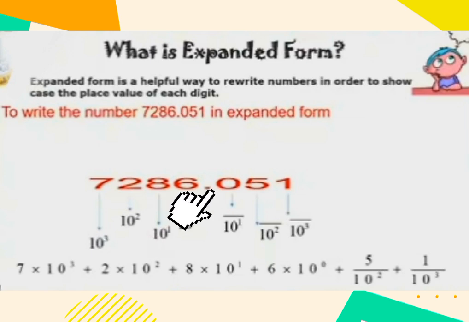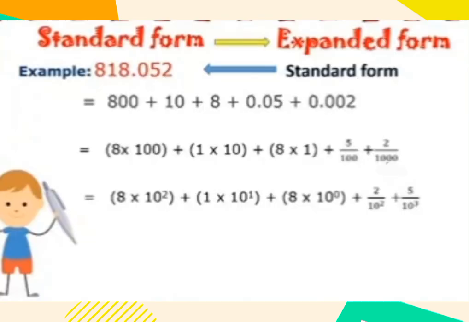And for the digits after the decimal point, we divide them by powers of 10: 0 divided by 10 to the power 1, 5 divided by 10 to the power 2, and 1 divided by 10 to the power 3. Then to obtain the expanded form of the number, we add them together. This is an example of how we can transform a standard form of a number into an expanded form.